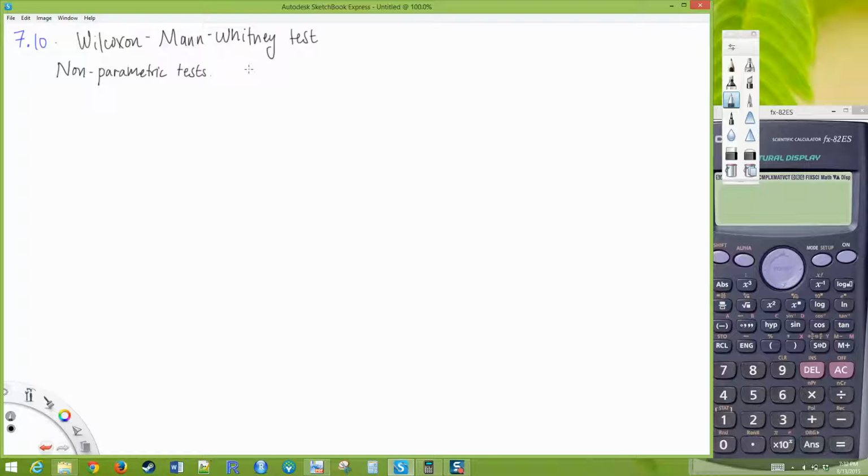Okay. So the thing about nonparametric tests is that they do not put any assumptions about the population. Okay, so they do not make any assumptions about the distribution of the population.